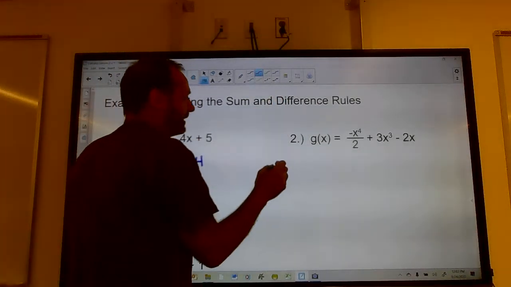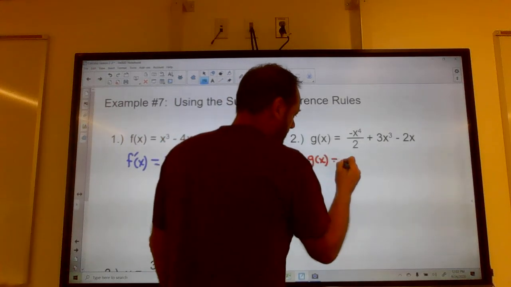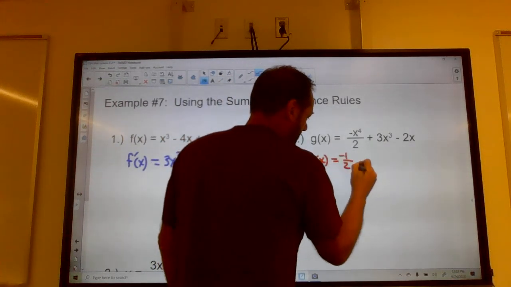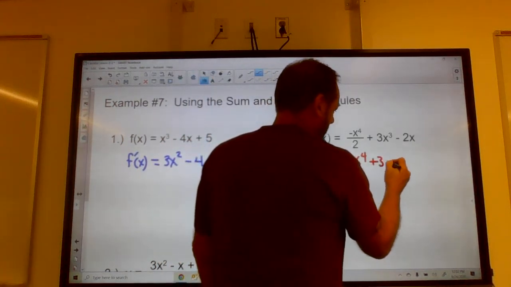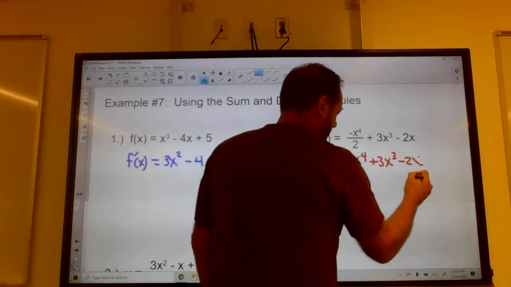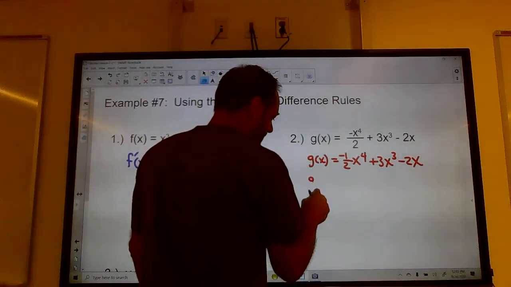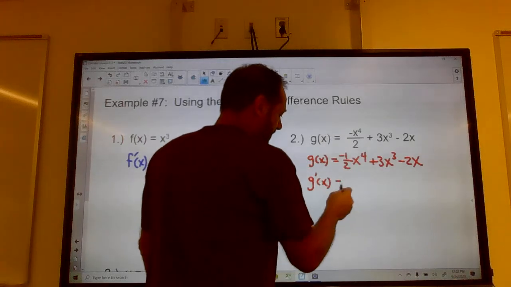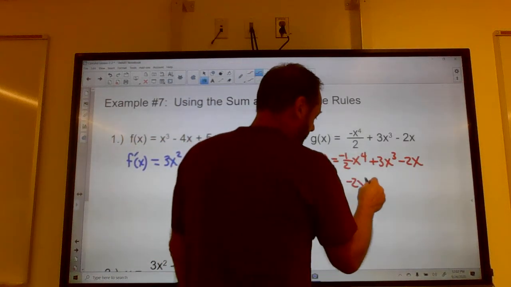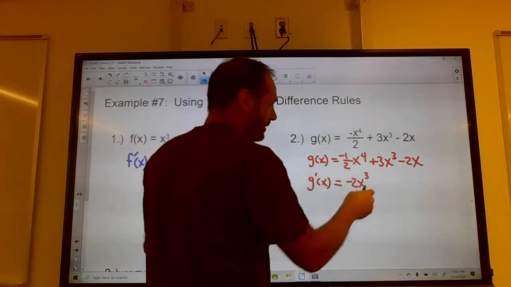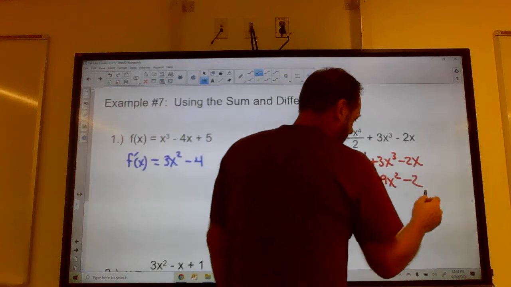Personally, I always find it easier to rewrite things like this. So I would rewrite that and then take the derivative. I'm just less likely to make mistakes if I do that. So 4 times negative 1/2 would be negative 2x to the third. 3 times 3 is 9x squared minus 2.